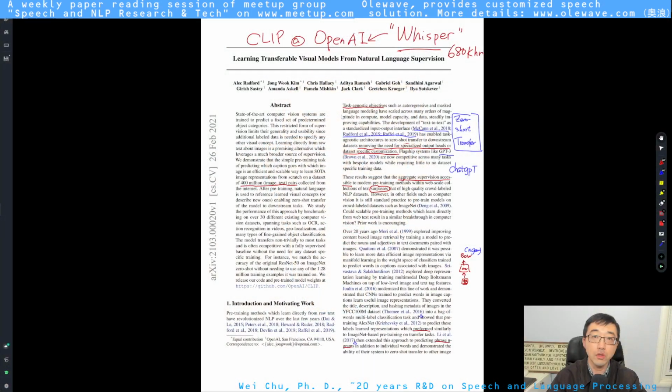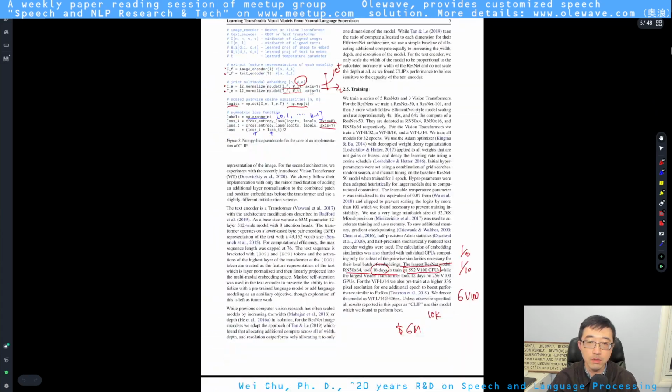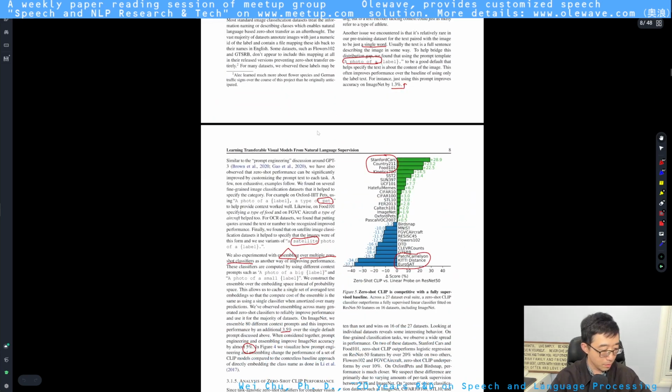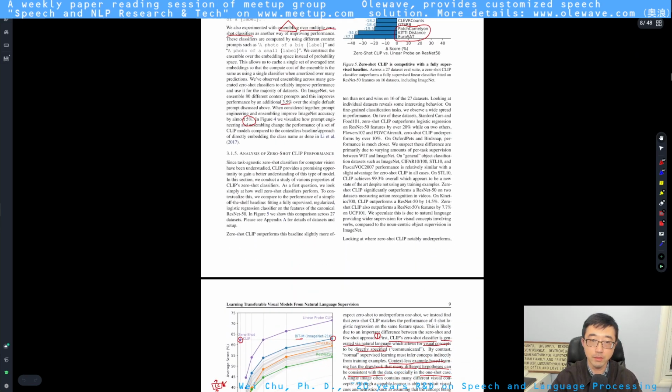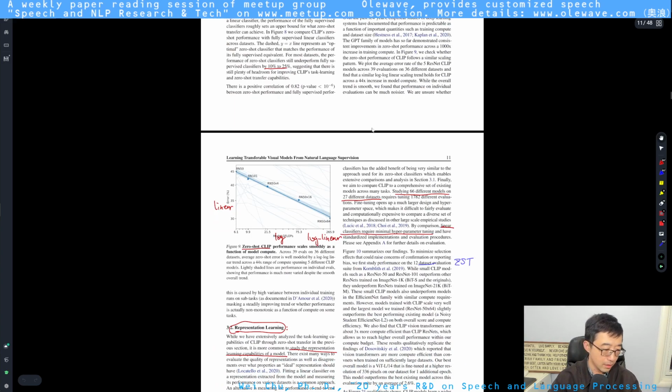Today, we're going to be continuing reading the famous work CLIP by OpenAI, and the title is Learning Transferable Visual Models from Natural Language Supervision. Since we have finished the introduction, the approach part, and also the experimental section, today we're going to be finishing the rest of the paper, which includes the miscellaneous sections and also the conclusion and the appendix.